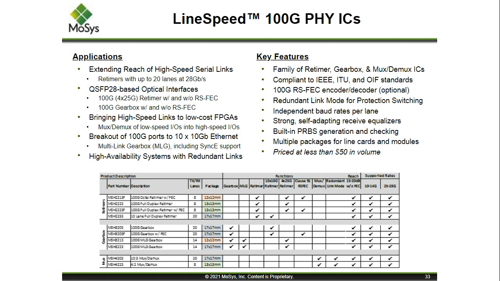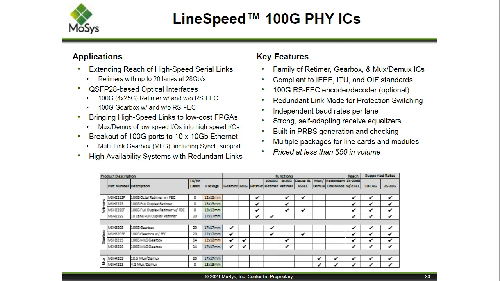Just as the gearbox device can support interfacing to lower cost FPGAs, we also have a unique multiplexing demultiplexing feature or function. This allows aggregating two lower speed links into a single higher speed link. It can be used either to increase or double the throughput for the same number of pins, or reduce the number of pins by half for the same throughput.